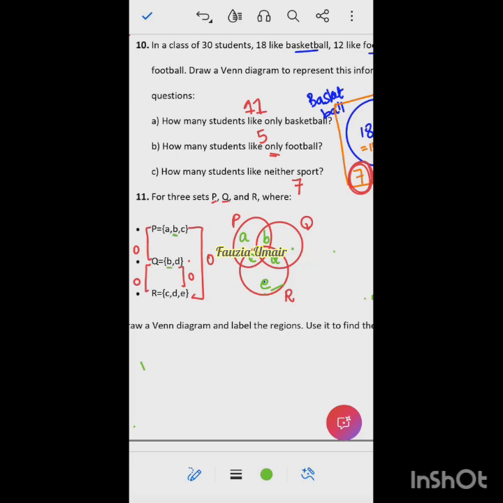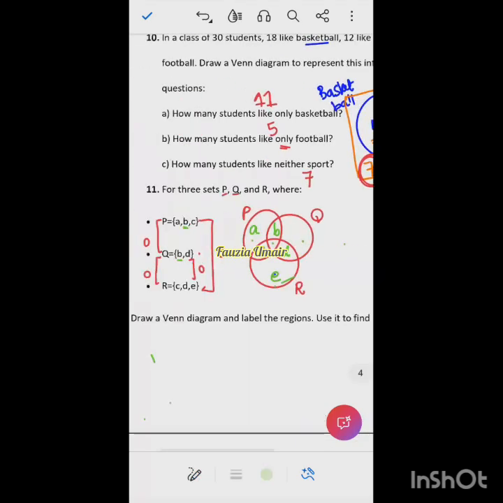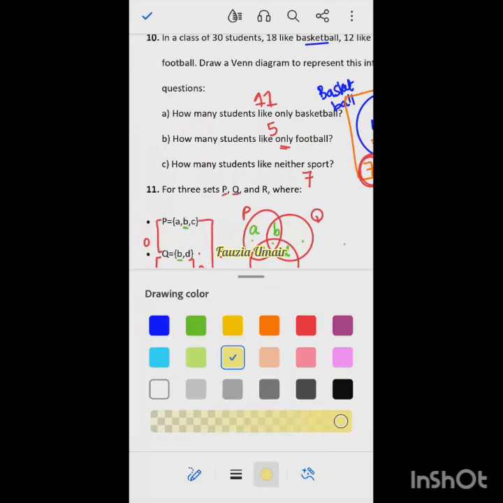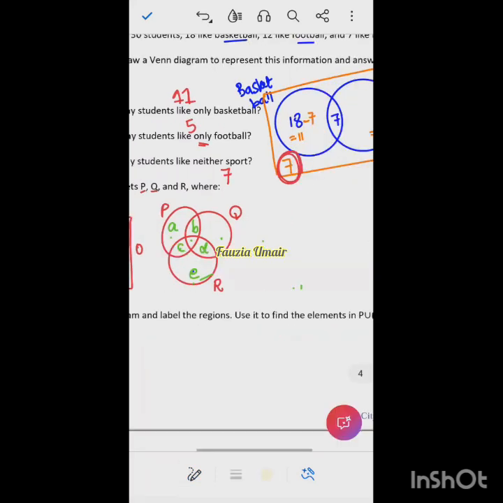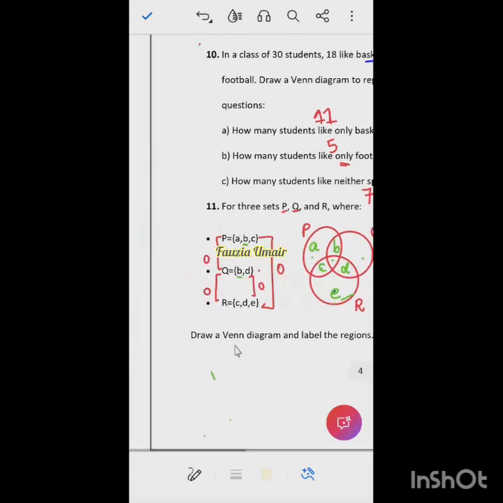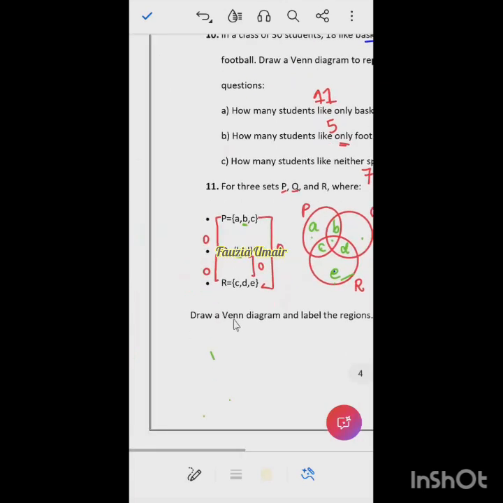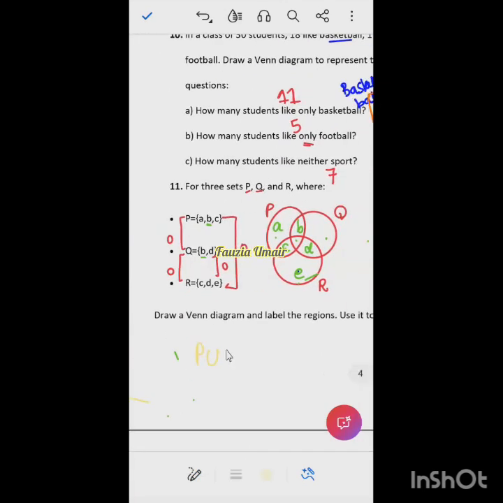So now we need to fill the last one. Label the regions. We have already labeled the region. Use it to find the elements of P union Q intersection R. अब देखिए, we need to find out. So there would be some mess in this Venn diagram, so I'm using a lighter color ताकि हमें कुछ idea हो. So first of all हमने क्या find करना है? हमने find करना है P union Q intersection R. हमने इसको कहाँ पे फाइंड करना है?